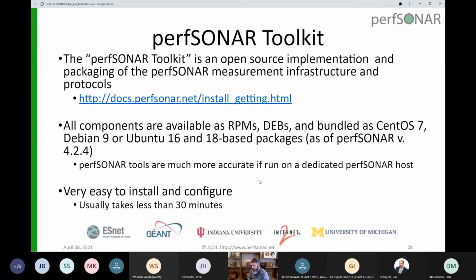When you start talking about 40 gig or 100 gig, if you wanted to have a perfSONAR node that big, we could probably talk to you about sizing, but honestly, doing tests at those kinds of speeds usually isn't particularly fruitful.